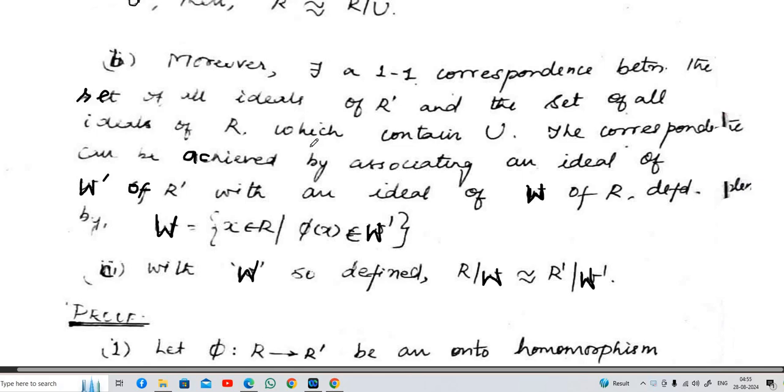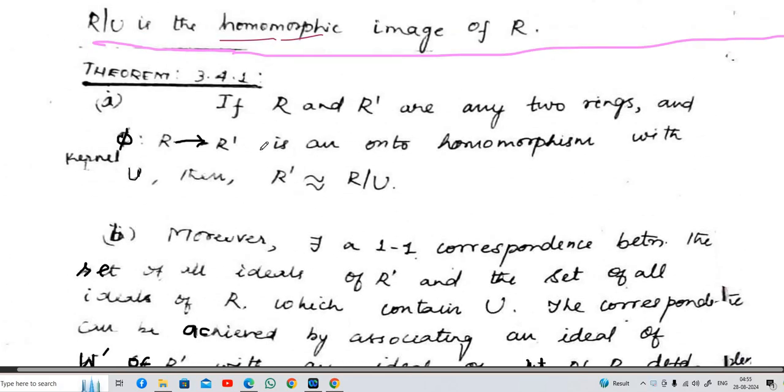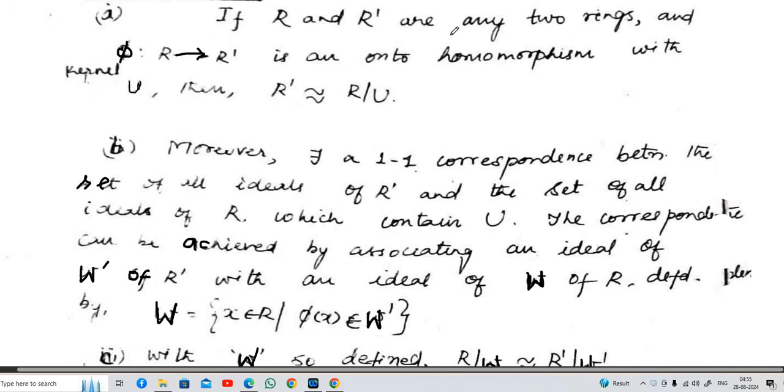help of this result. So the statement goes like this: if R and R prime are any two rings, and phi from R to R prime is an onto homomorphism with kernel U, then R prime is isomorphic to R mod U. This is your first fundamental theorem on homomorphism in the case of rings, similar to that of groups. And the second one says that there exists a one-to-one correspondence between the set of all ideals of R prime and the set of all ideals of R which contain U. U is nothing but the kernel.